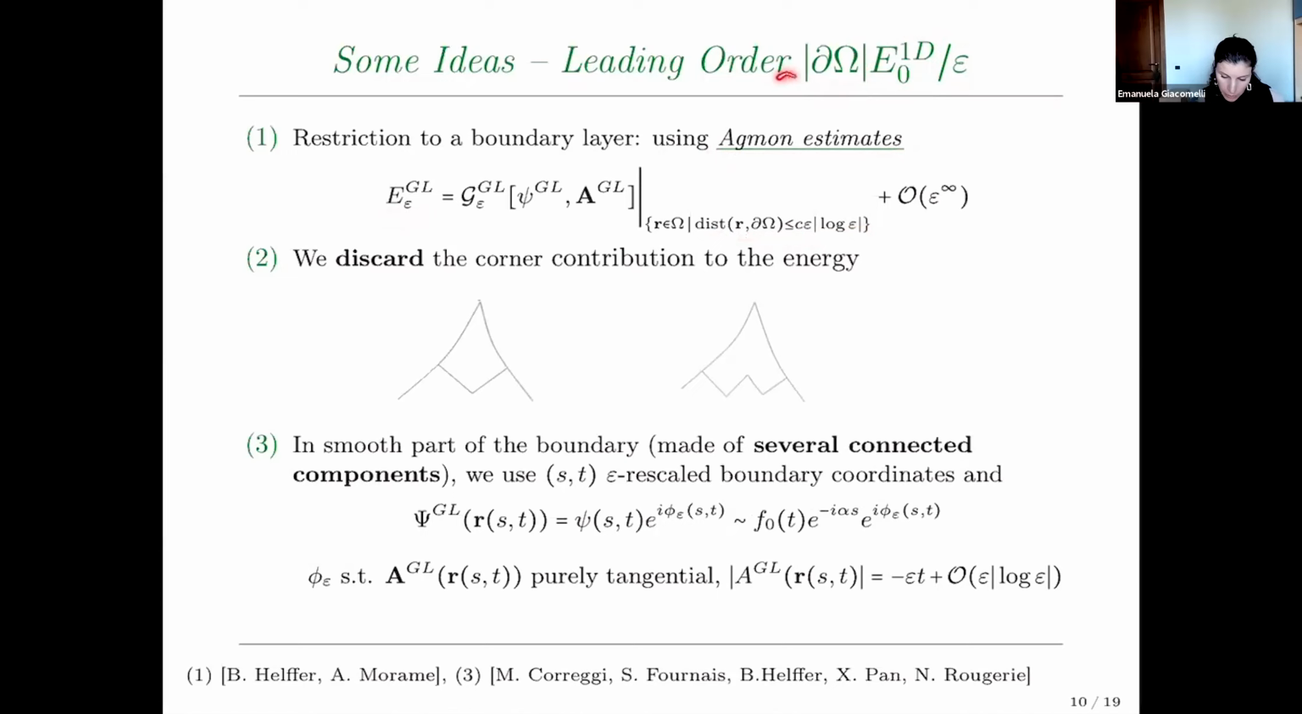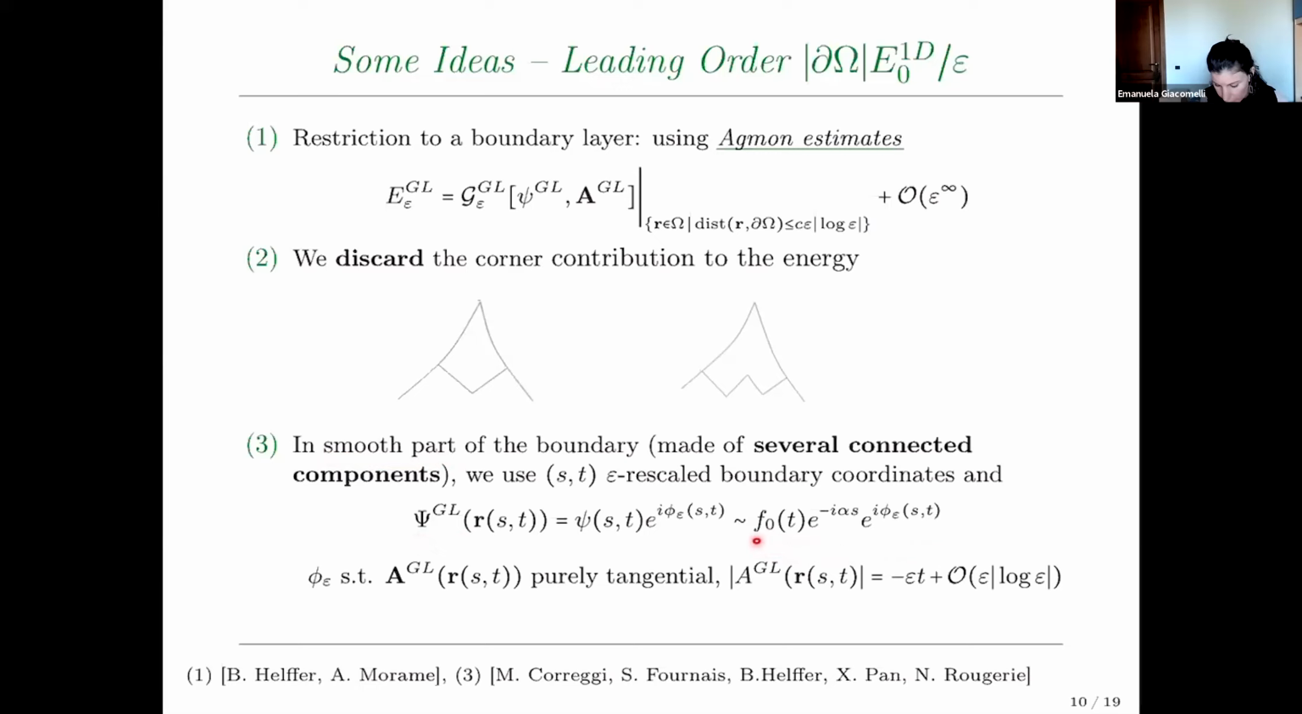Then, if you want just to recover this leading order, what you can do is to discard the energy contribution coming from regions close to the corner and just work in the other part of the domain in which the boundary is smooth. If you do that, then what you can do is actually to reproduce the same analysis which was done by Michele and Nicolas for smooth domain. And then the idea you should have in mind in this case here is that the main part is to write down psi GL, so the minimizing psi, like in this way here.